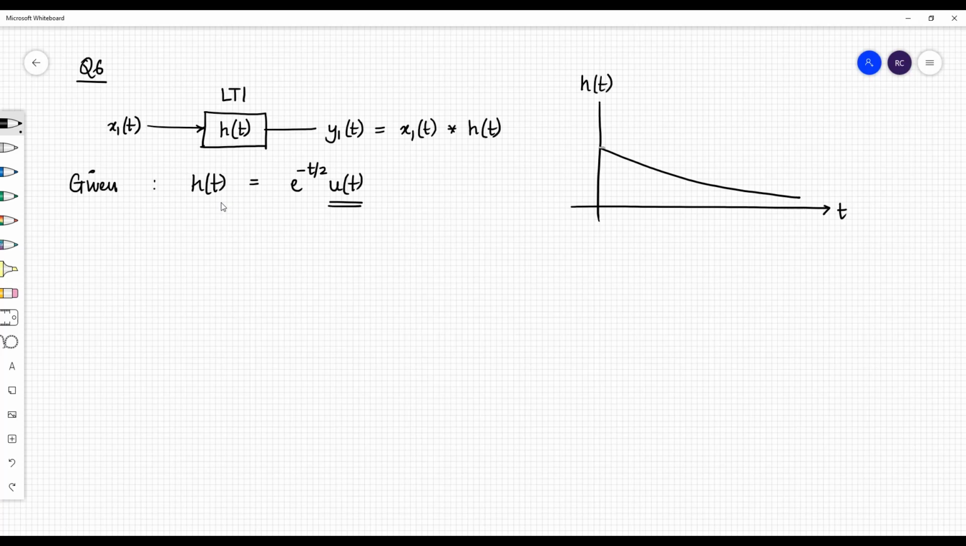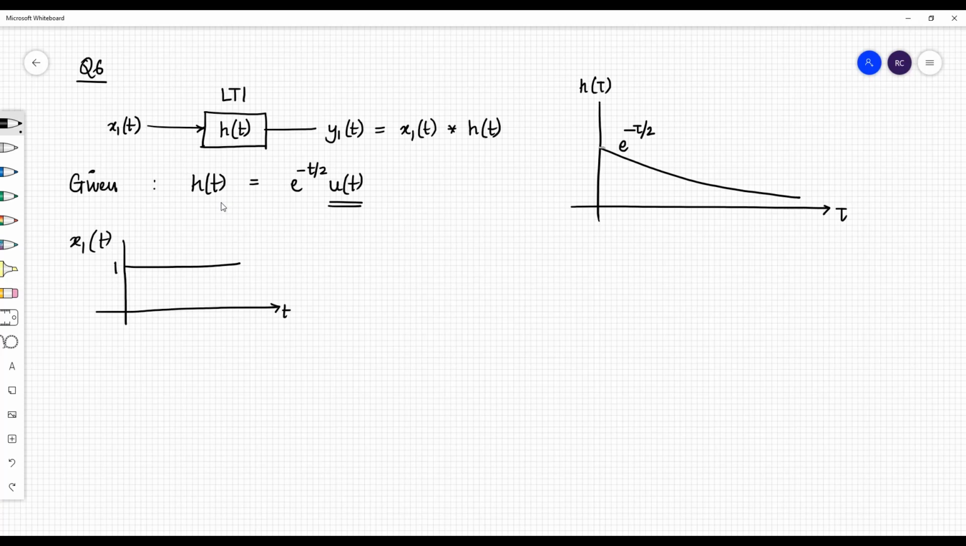And what is the first step we take towards finding convolution? We write it in the tau domain. So I'm just going to change this and make it h(tau), right? And in terms of tau, this function is e to the power minus tau by 2. Now, what else is given? x1(t) is given to be a signal like this. Okay, this is one of the inputs.